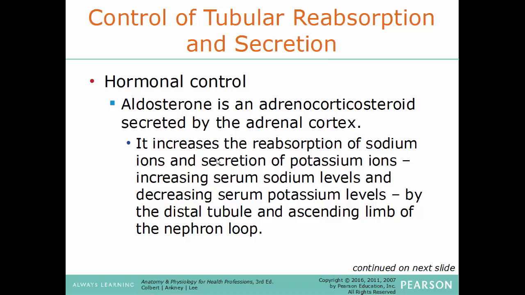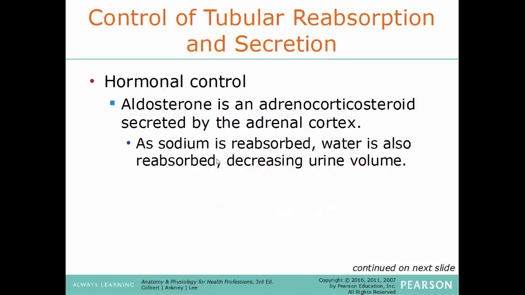It's done so by the distal tubules and the ascending limb of the nephron loop. So the whole point of aldosterone is to hold on to and retain sodium ions and get rid of potassium ions. As sodium is reabsorbed, water is also reabsorbed. It goes along with that, and this will decrease urine volume. So whatever you are absorbing, you don't urinate out.